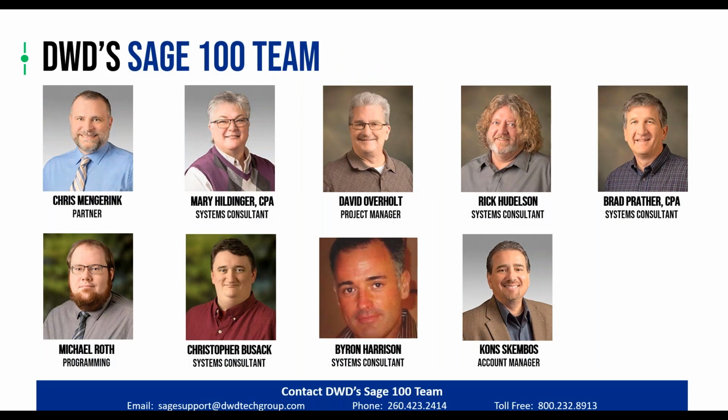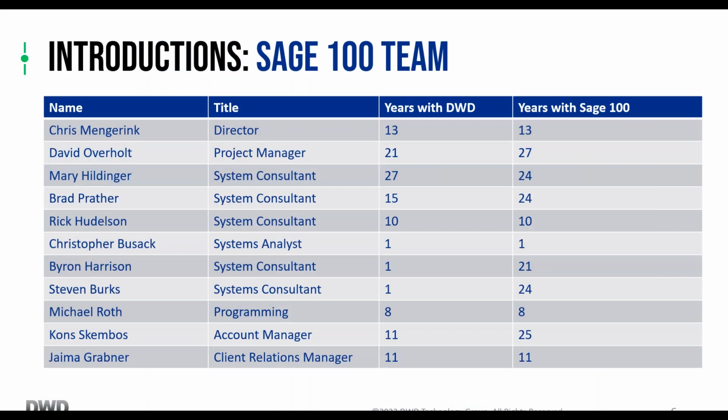One thing I want to point out, back on this slide, is the email address, sagesport@dwdtechgroup.com. It's a great way to get support if you're unsure who to contact, because every team member has a specialty. But if you're not sure, use sagesport@dwdtechgroup.com, because that actually hits the whole team for us to look at and judge and try to pass it to the most available or best person to handle it.